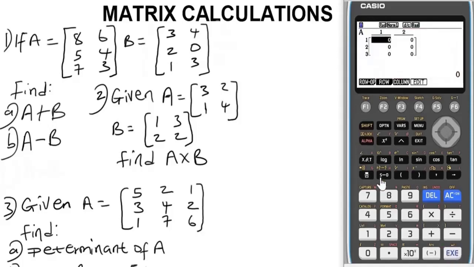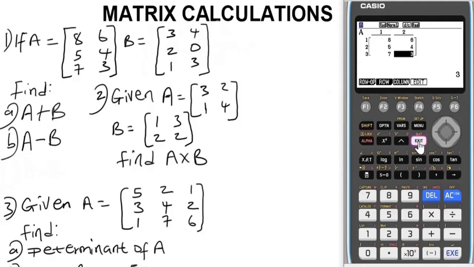So let's enter the values. We have 8, 6. Okay, we have 5 and 4. Then we have 7 and 3. Okay, so let's press exit and input the order of Mat B.